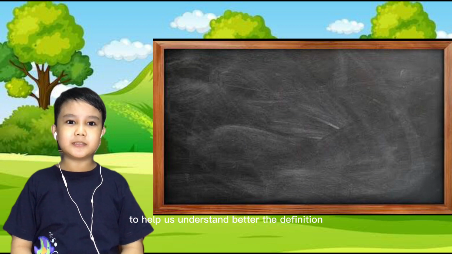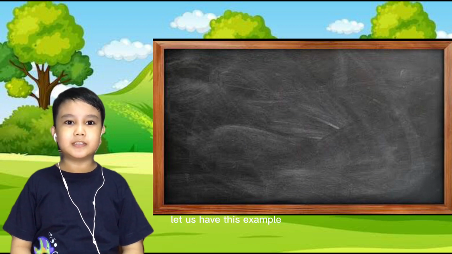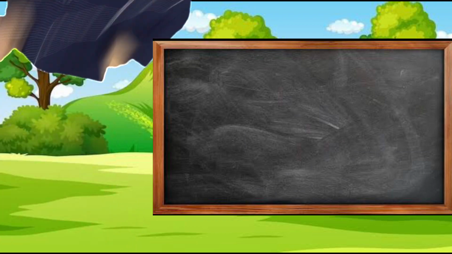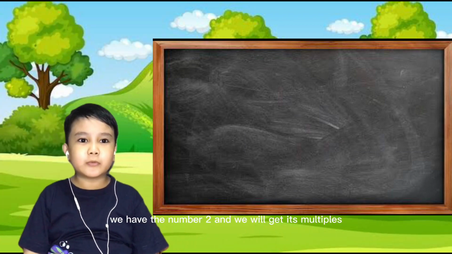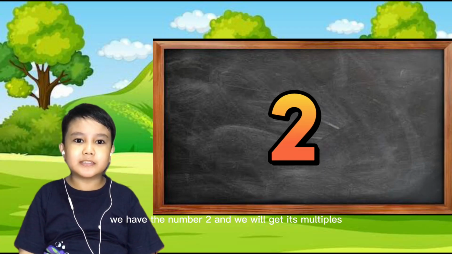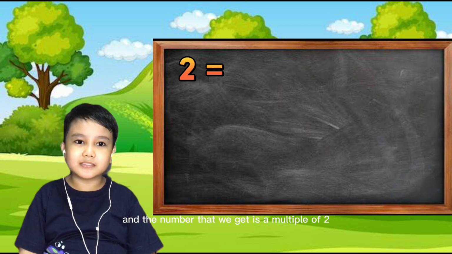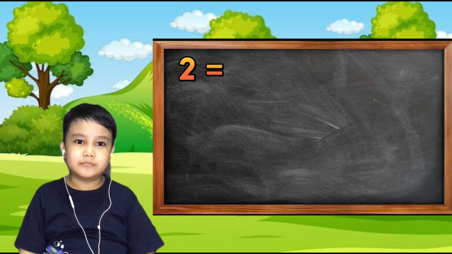To help us understand the definition better, let us have this example. We have the number 2 and we will get its multiples. To do that, we will multiply 2 with any number, and the number that we get is a multiple of 2.